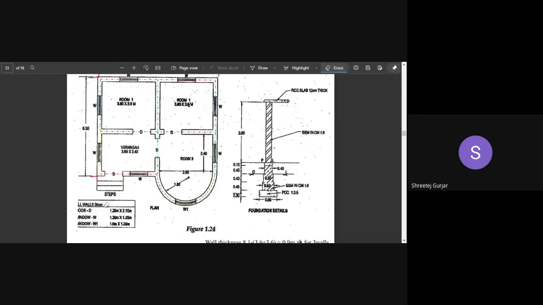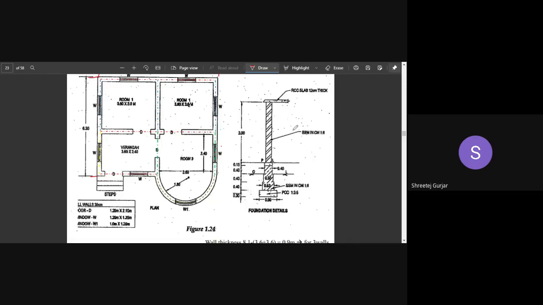Then look into your cross section. The floor to floor height is 3 meters. Then you have foundation work in 3 steps. Above ground level you have 1 step, and below ground level you have 2 steps. Then we have PCC work, which is 0.9 meter in width and 30 centimeter in height.